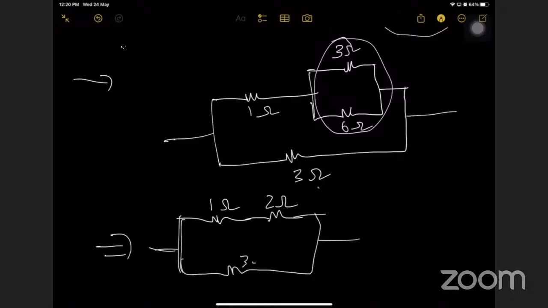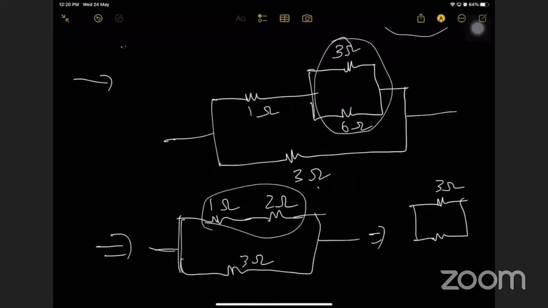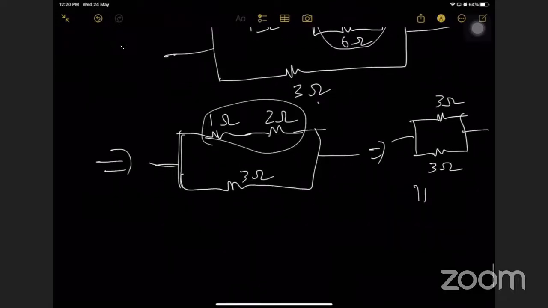And this 3 ohms, I'm just leaving it like this. So now you have to find the resistance of a series of those two, which will be 3 ohms. 3 ohms again. And the next, the resistance of these two will be 3/2 ohms. So that will be 1.5. That is good, guys. You guys are doing great.